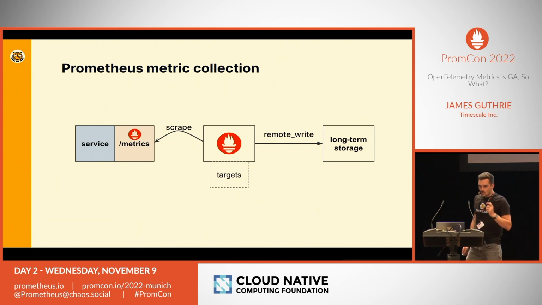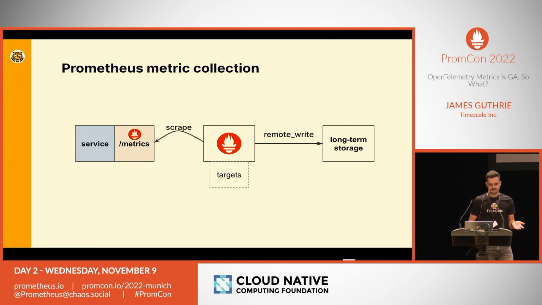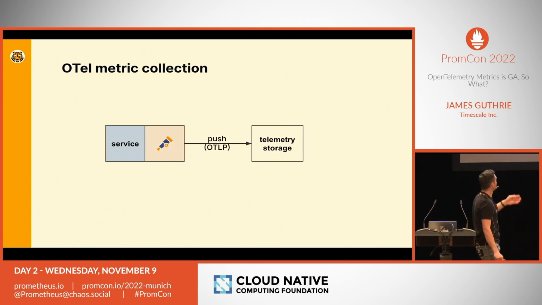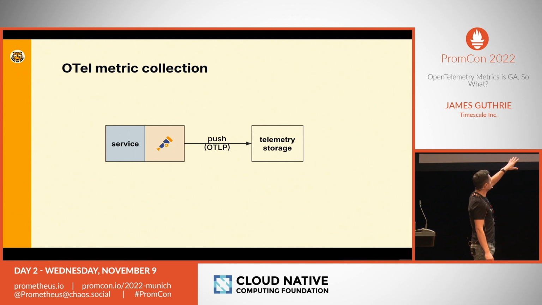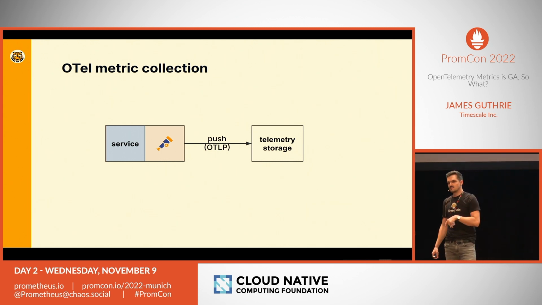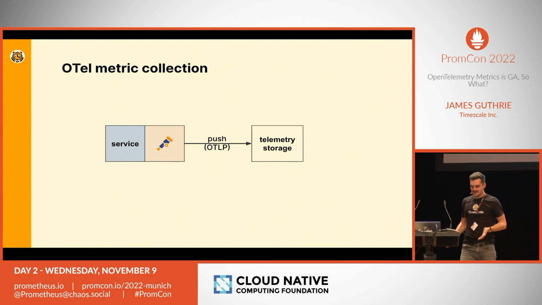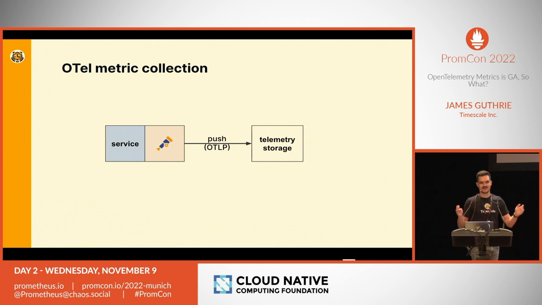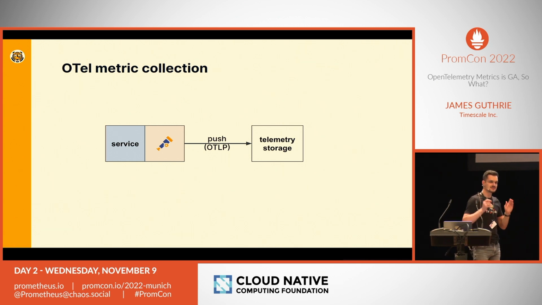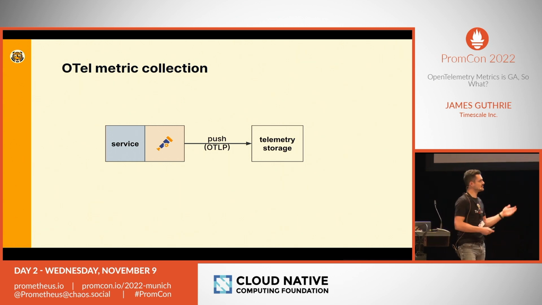So what does this look like in the OpenTelemetry Metrics world? Well, in OpenTelemetry Metrics, we have our service. It's instrumented with the OpenTelemetry Metrics client libraries. It's pushing data using OTLP, the OpenTelemetry line protocol, which is their way of sending data, into a telemetry storage box. I know you're seeing this, and the first thing going through your mind is, oh my god, it's doing push. Like the Holy Tome of Prometheus states, "Thou shalt pull thy metrics." And so we can't really do anything with this.